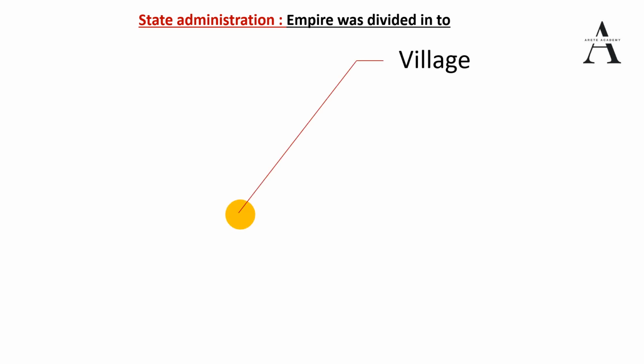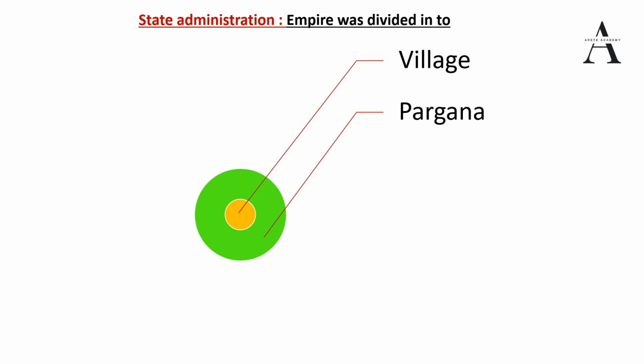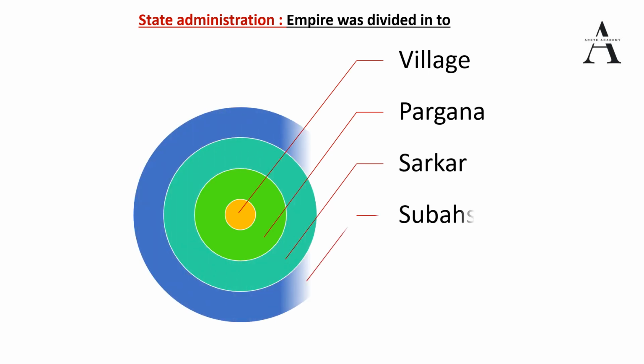Now we shall discuss the most important aspect about the Mughal administration, that is state administration. The overall empire was divided into, first, the smallest unit, the village, then Pargana, then Sarkar, and the largest in size was Suba. Subas were basically the provinces, Sarkars were districts, and Parganas were like taluka or tehsil level, just for your understanding, though taluka has a different meaning. And the village was the smallest unit.